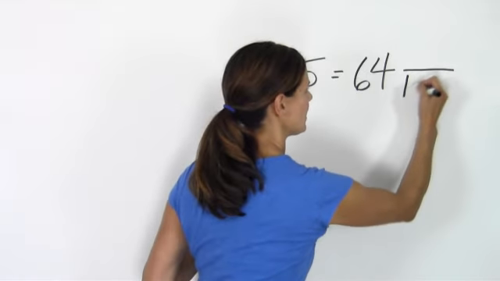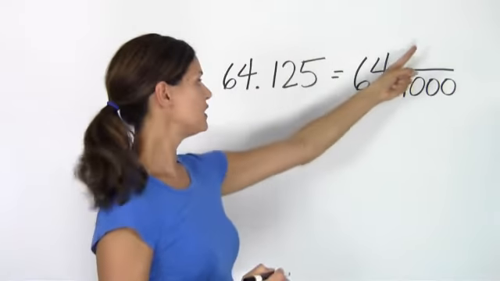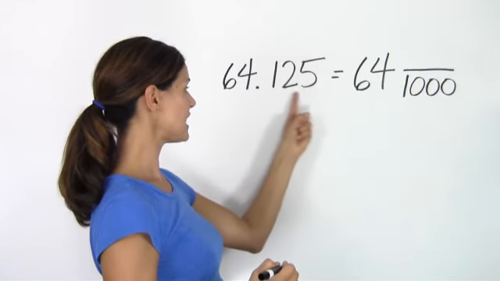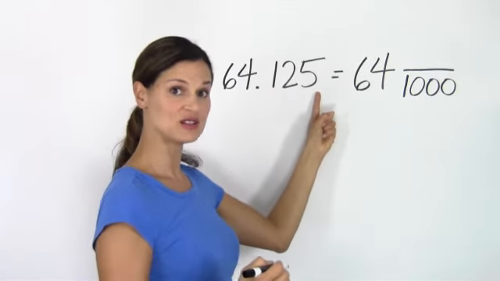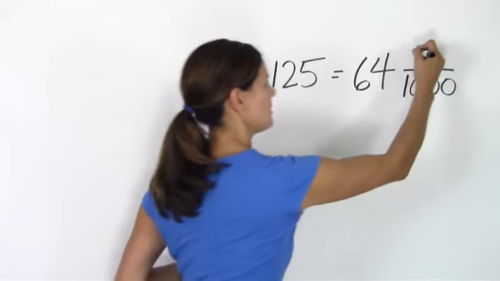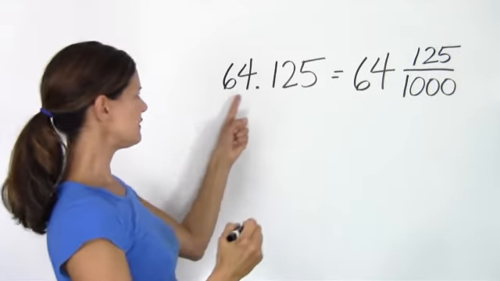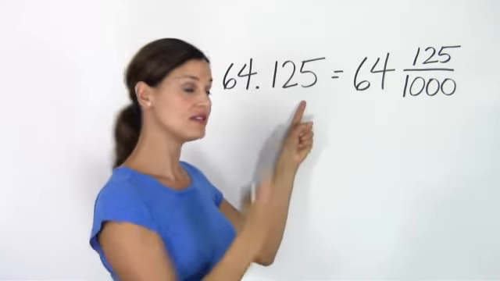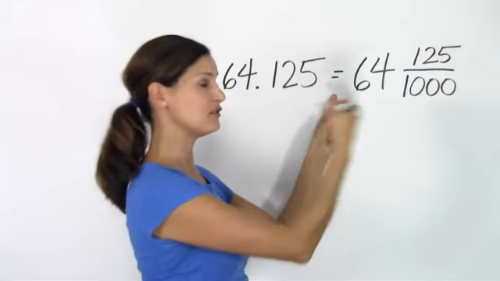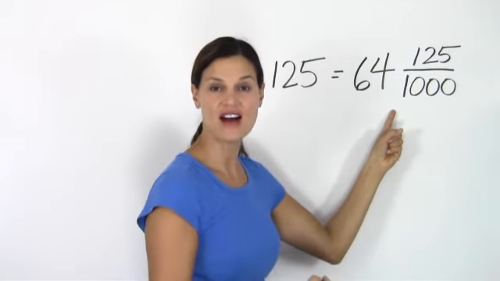So I come over here and I write 1,000 in the denominator. The numerator is just going to be this whole number, 125. So all the numbers to the right of the decimal point become my numerator. So 64.125, the decimal, can be written in the fraction equivalent 64 and 125 thousandths.